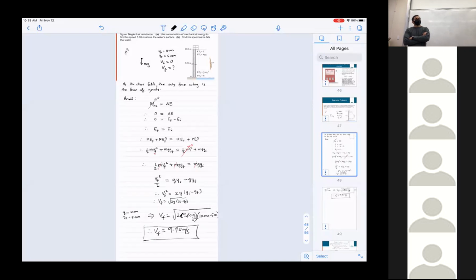Sure that last final velocity is correct, because 2 times 5 would be 10 times 9.8 would be 98, so it would be the square root of 98. Correct. And what is the square root of 98? Sorry. The square root of 98 is, yep, 9.9.